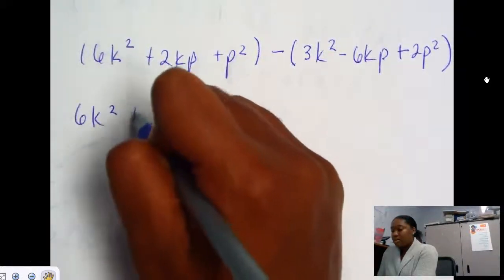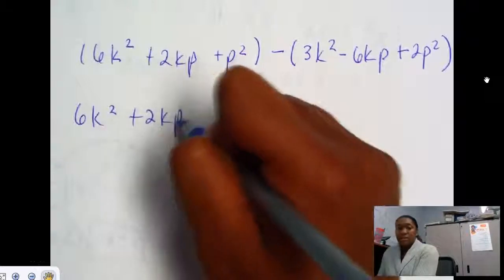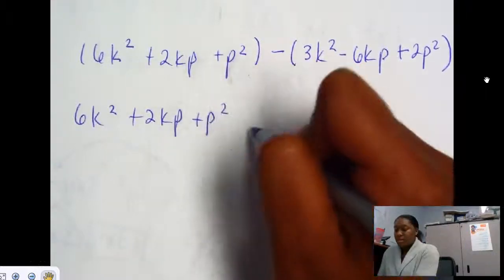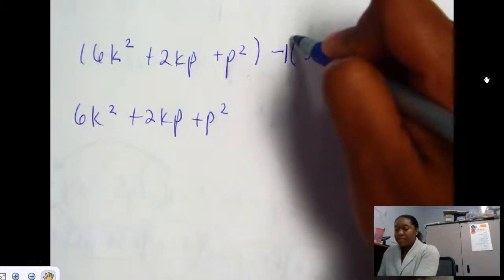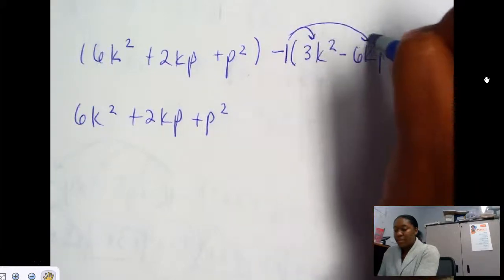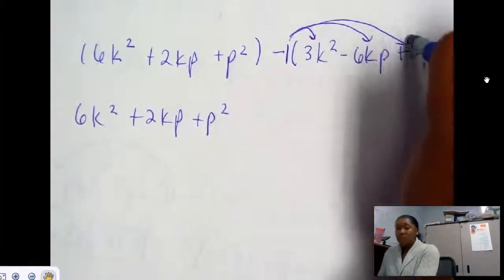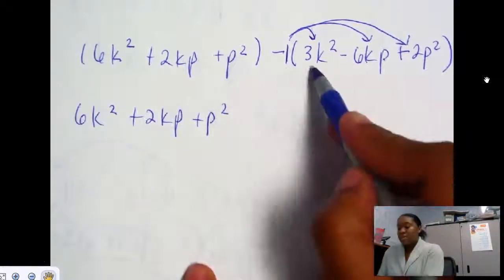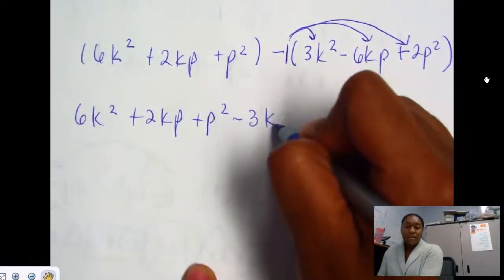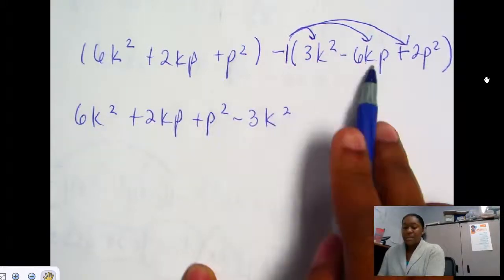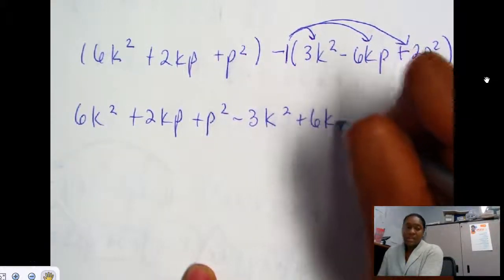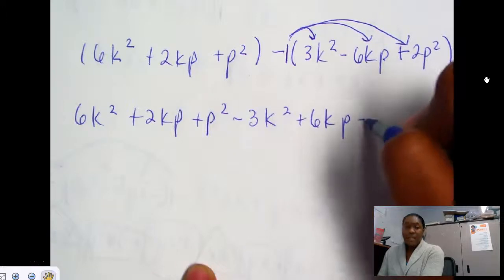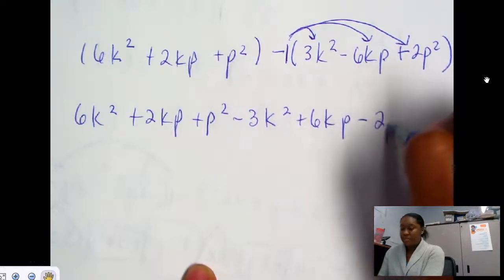K squared plus 2kp plus p squared. Now, right here is when we do our distributive property. So all the signs on those terms are going to change. So this becomes a negative 3k squared. This becomes a positive 6kp. And this is negative 2p squared.